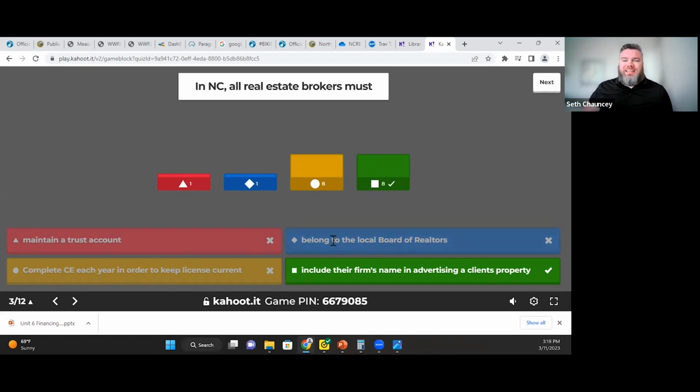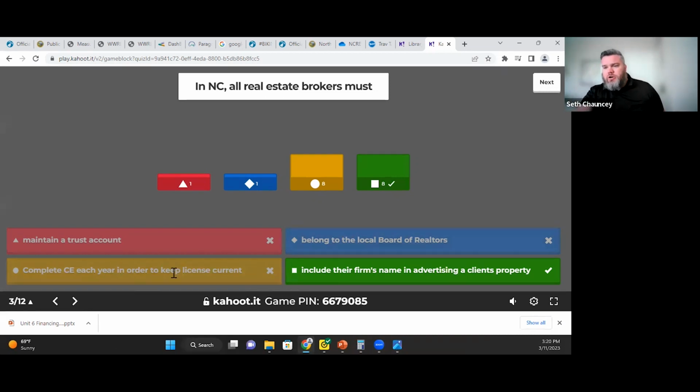Remember, realtor is something different than a broker. You're a broker because you get a broker's license. You're an agent because you represent other people, and you're a realtor only if you join a trade organization called the National Association of Realtors. There's not a requirement to be a realtor ever.